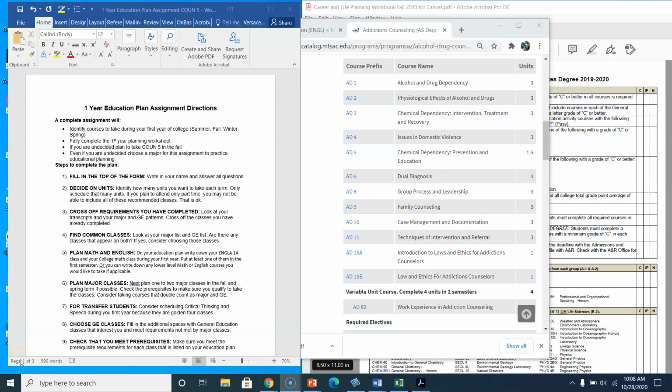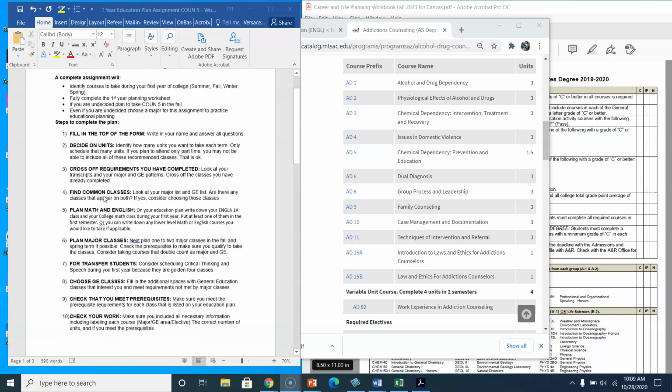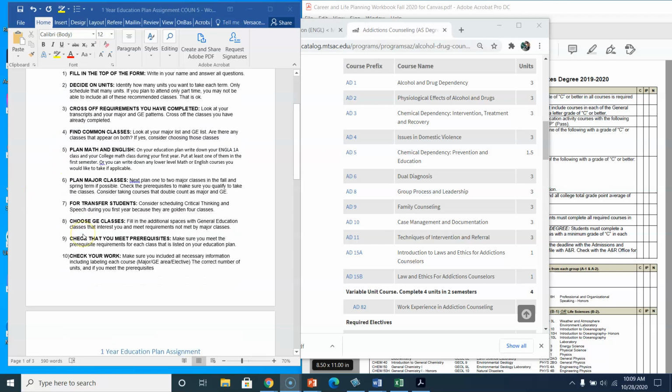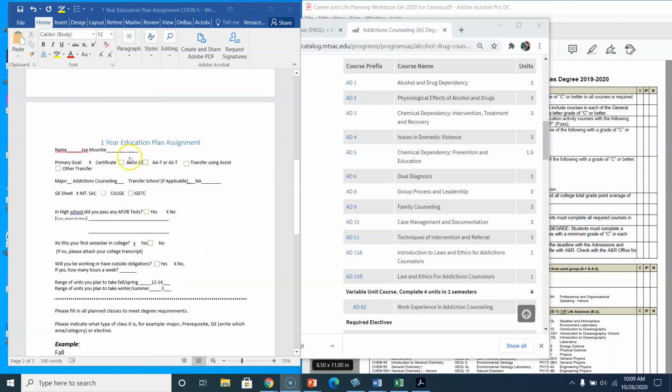This video is to show you how to make a one-year ed plan for the goal of a local associate's degree. So we start with filling in the top of the form and deciding on the units. So I filled in the top of the form for Joe Mounty. Oh, see, I always have little corrections to make.